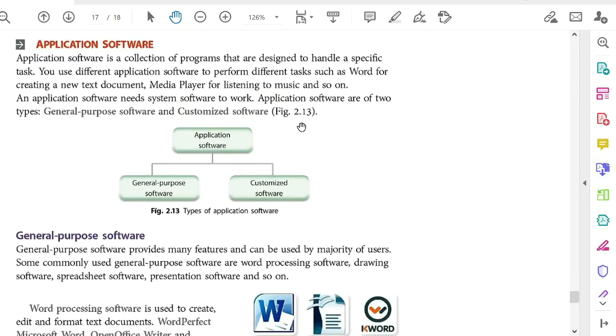Then application software. Different types of application software are there. Application software is used for performing a specific task in our computer. Like one application software is used for drawing, one for calculation, one for writing text. So application software is broadly categorized into two categories. One is general purpose software, another one is customized software.